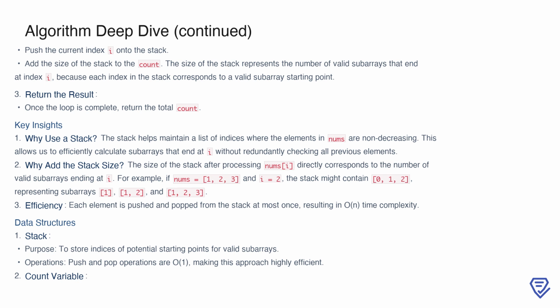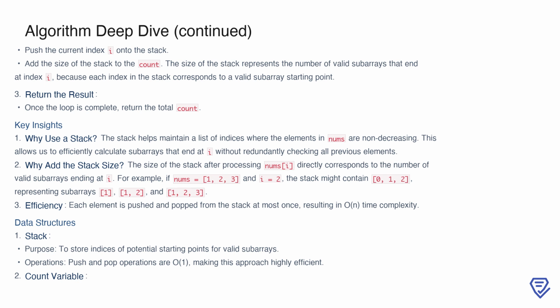At this point, the size of the stack represents the number of valid subarrays that end at index i, because each index in the stack indicates a valid starting point. We add this stack size to our count variable, incrementing the total number of valid subarrays. Finally, when the loop completes, we return the value of count.